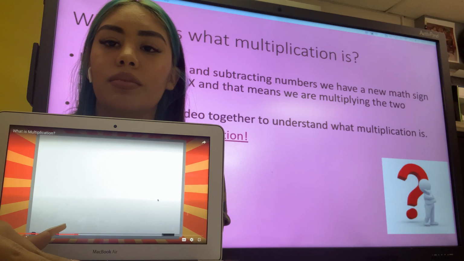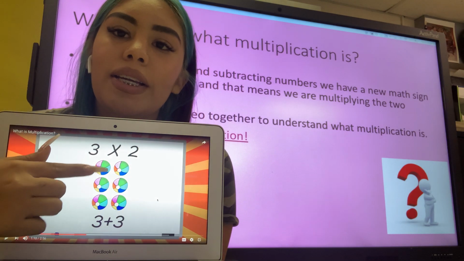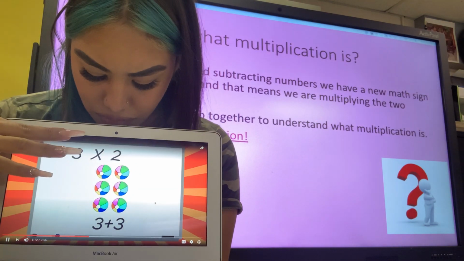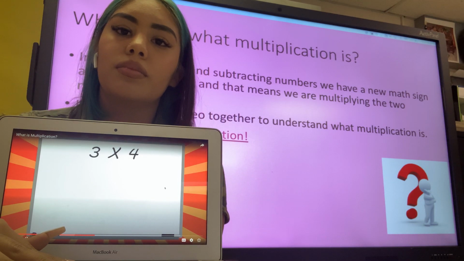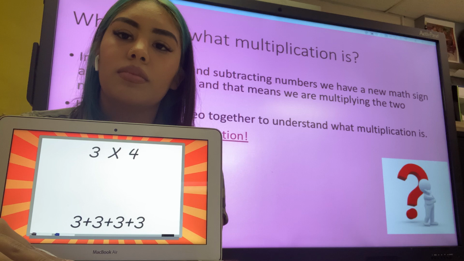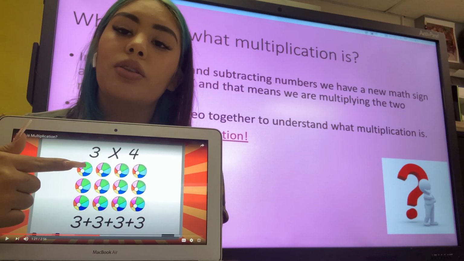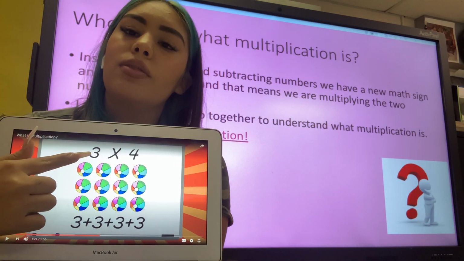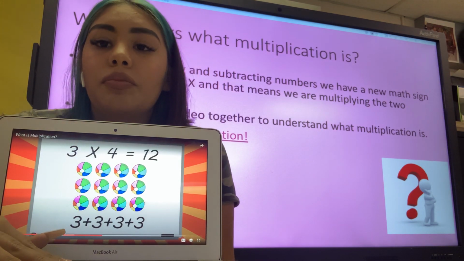We can visually show 3 times 2 like this, or like this, or like this. So again, they did the 3 and then the 2 rows, okay? 3 times 2 equals 6. We can visually show 3 times 4 like this, or like this, or like this. So they did 4 rows, 1, 2, 3, 4, and then 3 objects, or 3 rows and 4 objects, okay? 3 times 4 equals 12.